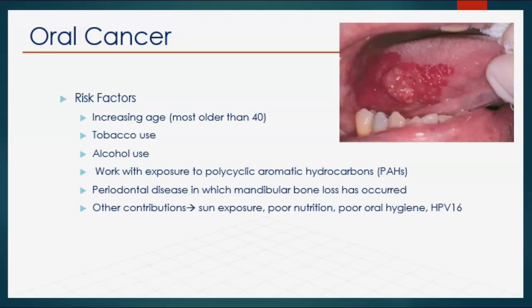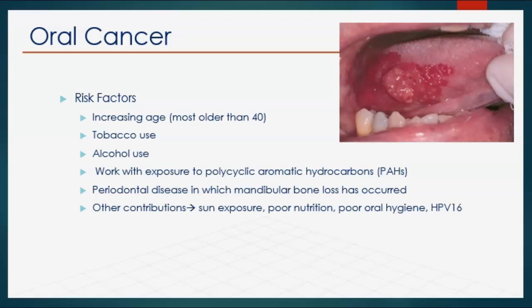They work with exposure to polycyclic aromatic hydrocarbons. So what on earth is that? That's just a big mouthful. But basically, they're a group of chemicals that are formed when we burn coal or oil, wood, gas, garbage, or any other organic substances like tobacco or charbroiled meat. So polycyclic aromatic hydrocarbons, PAHs.